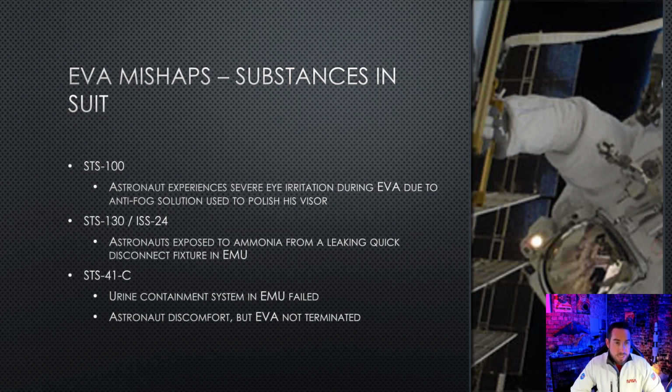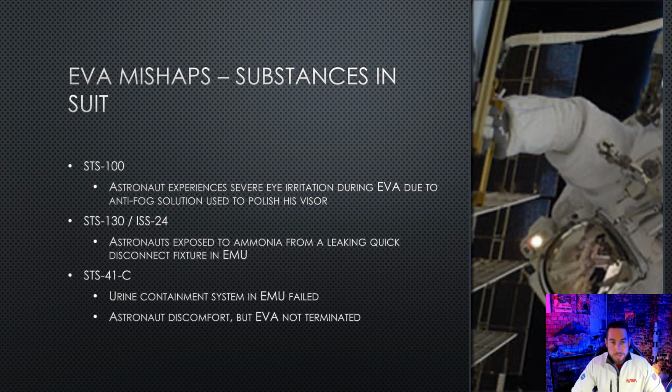On STS-100, there was an astronaut who had significant eye irritation because of an anti-fog solution. They polished his visor with anti-fog, because again, that's another big problem that happens on EVAs: the helmet completely fogs over and they can't see. So something as simple as anti-fog solution getting into his eyes means you can't see, and then you can't complete your mission parameters. It increases the risk of collision with something on the space station. You can get plumed by a thruster because you can't see that you're floating into it. The list of risks is long.